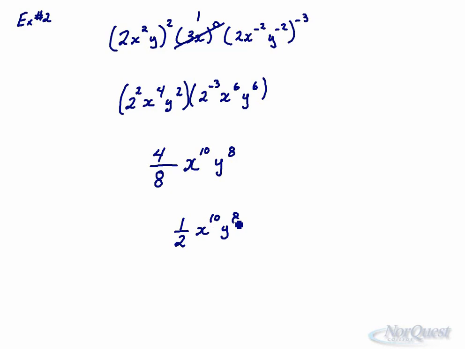y to the 8. So this one involved a couple rules. Actually, it involved 4 rules. Power of a power, power of 0, negative exponent law, and multiplying powers. Pretty good little example with a couple monomials. Let's do some expanding of binomials for the rest of our examples. Example number 3.